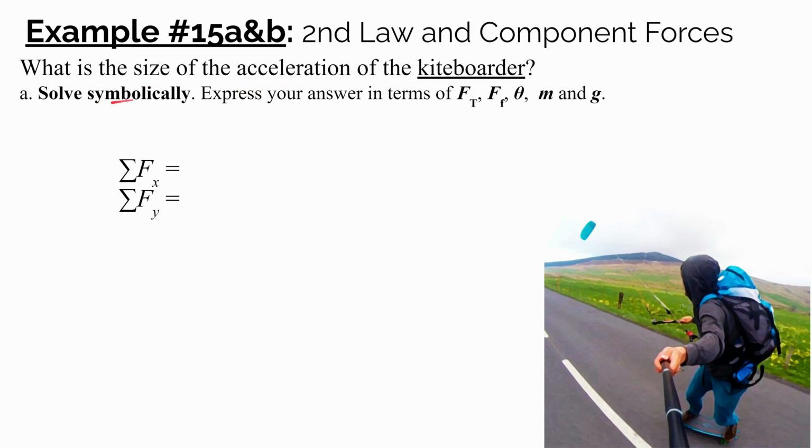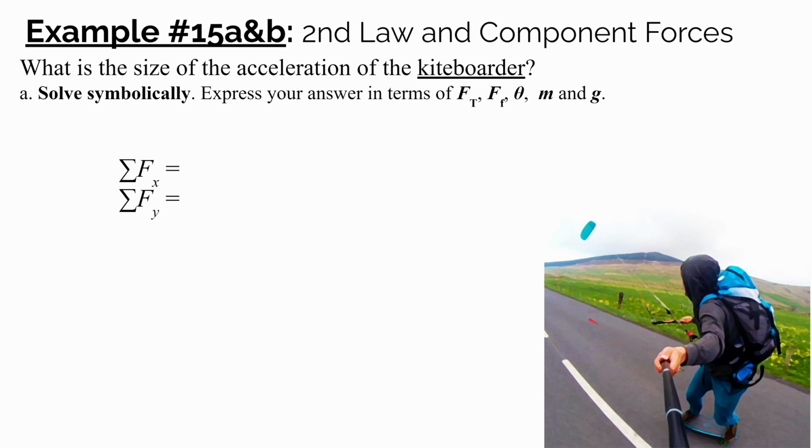And we're going to solve this symbolically, and the question might say, hey, express your answer only in terms of the tension force, the size of the frictional force, the angle the string makes with the horizontal, the mass of the kiteboarder, and g, the gravitational field strength of the Earth. So we're going to try to find an expression for the size of the acceleration of the kiteboarder.